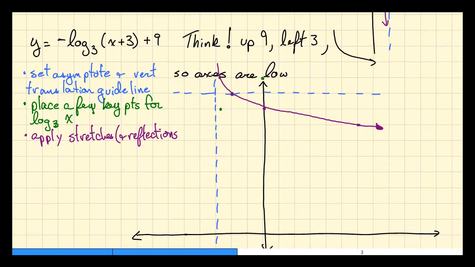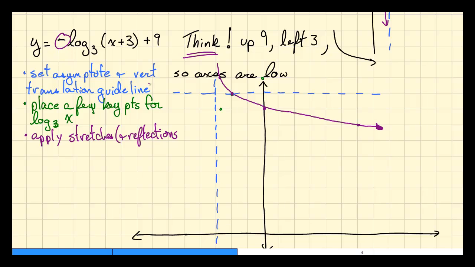And one final one for you. Y equals negative log base 3 of x plus 3, plus 9. Now, before we build our axes, which I've built for you, think about this. Okay. It is up 9. So the graph is going to be way up high, so I'm going to build my axis down low. And it's going to be left 3. My asymptote is going to be over here on the left, so I'm going to have my vertical axis slightly to the right. It's also going to be coming down towards my x-axis.